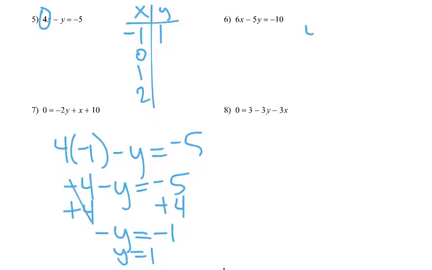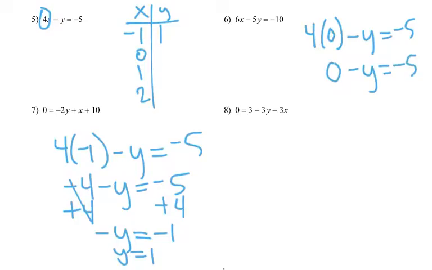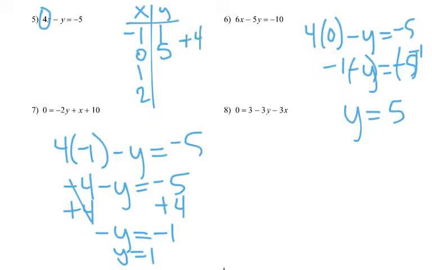Then we do it for 0. 4 times 0 minus y equals negative 5. 4 times 0 is 0. So we get negative y equals negative 5, right? Because we can get rid of that 0. Times them both by negative 1. We get positive y equals positive 5. Okay, looks like my pattern is adding 4.